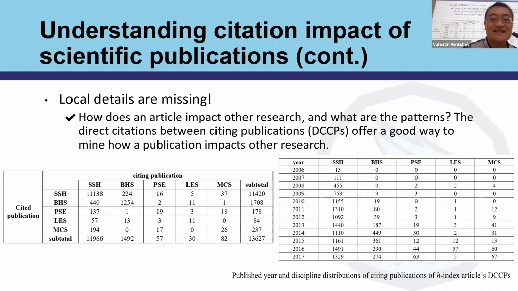So in the second table, we can find in some early years, like 2006 and 2007, most of the citing publications are from the social science and humanities domains. But later, after 2010, the impact of the H-index paper expands to more general disciplines such as earth science, computer science, and physical science and engineering. So these 2 tables help us understand how an article impacts our research and what the patterns are.